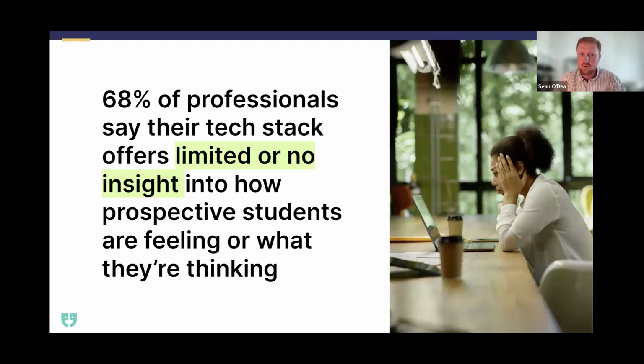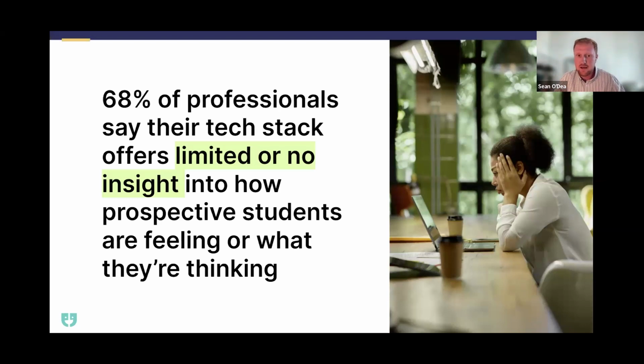Surprisingly, 39% of institutions use more than 5 tech tools right the way throughout the student journey. That's a lot of logins and a lot of invoices as well to work through. So let's have a think about what these tools are giving you. 68% say that this tech offers limited or no insight into how prospective students are feeling or what they're thinking. 66% say that it gives limited or no help in predicting student enrollments.